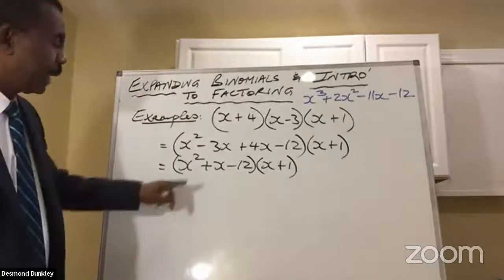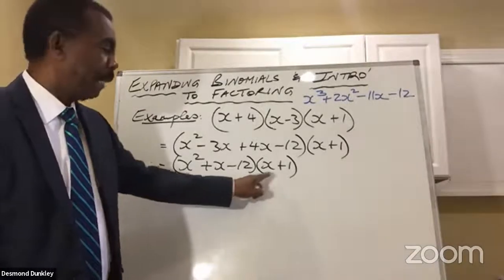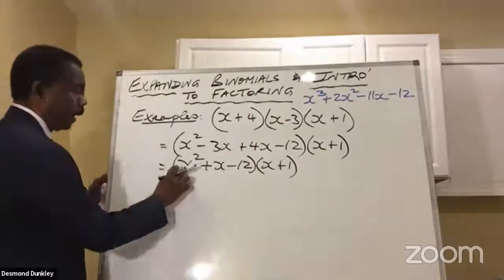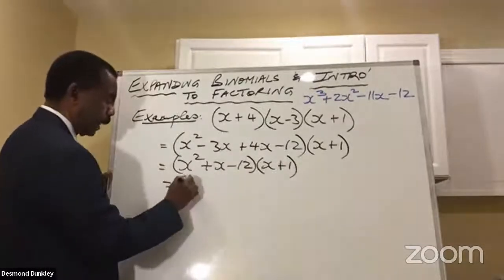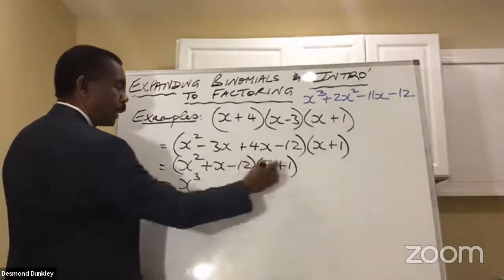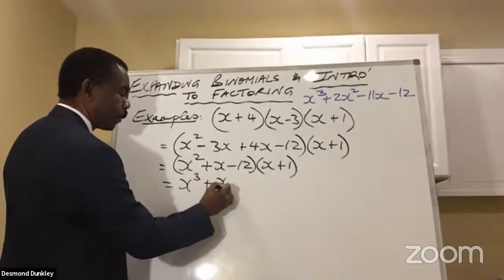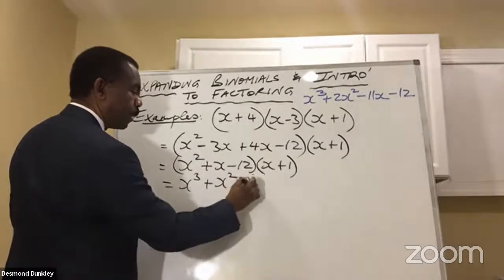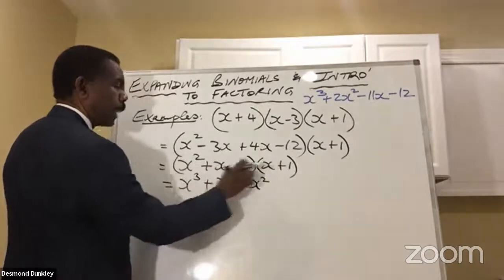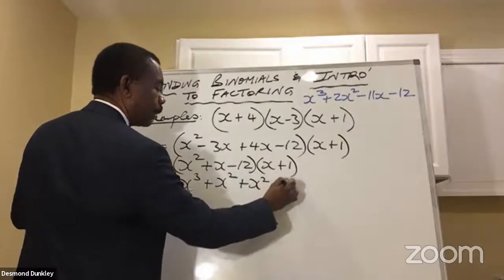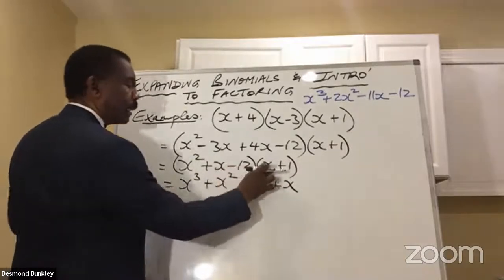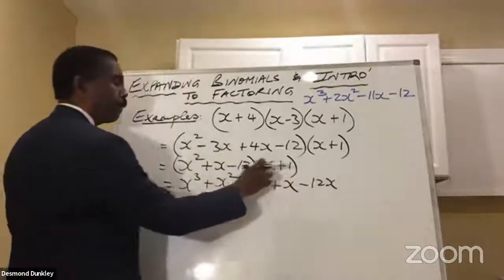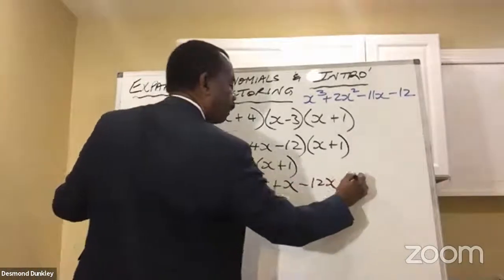Now I'm going to multiply this trinomial times this binomial and then combine like terms. x squared times x, x cubed. x squared times 1, x squared. x times x, x squared. x times 1, plus x. Negative 12 times x, minus 12x. Negative 12 times positive 1, negative 12.